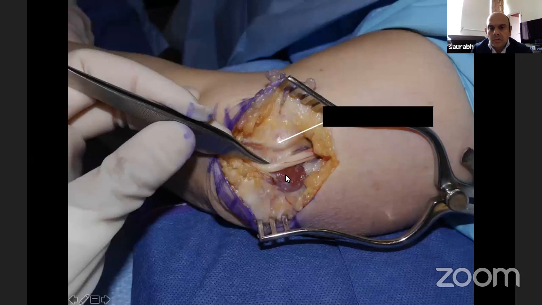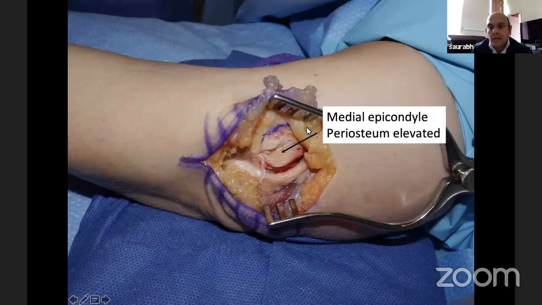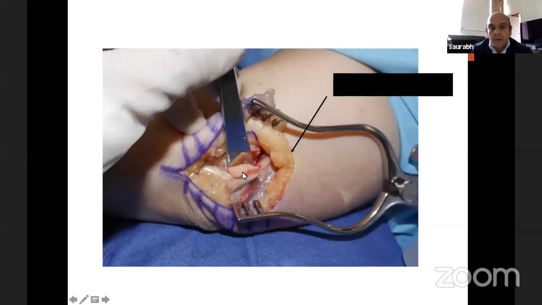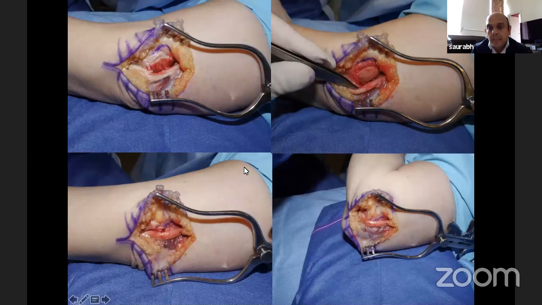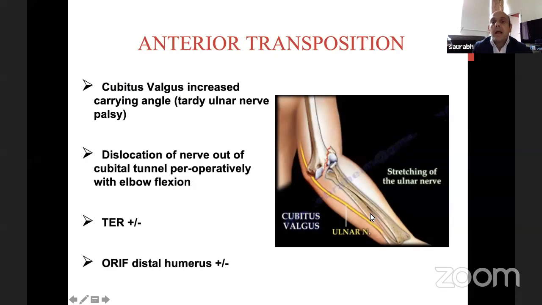So these are again some operative pictures. That's the ulnar nerve and that's the epicondyle. So it's a subperiosteal excision. The periosteum is elevated, then we are partially excising it. And this is how it looks. So that's after excision with bone wax, and basically the nerve is not going to get irritable over the epicondyle now.